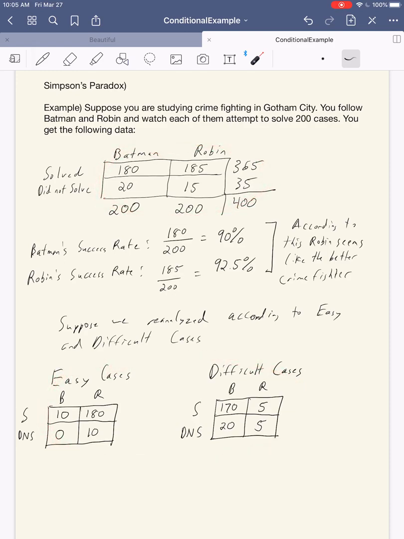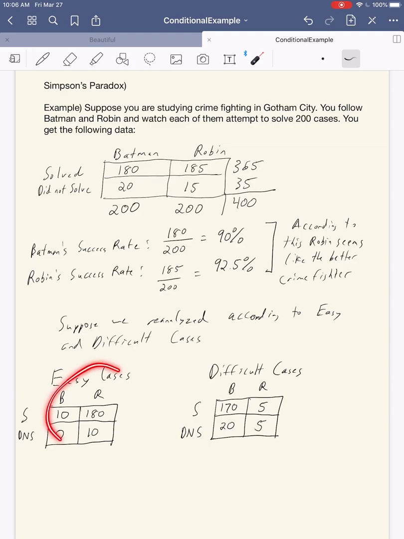So how do we know that this data matches this data? Well, let's check. Batman, in the easy cases, solved 10, and in the difficult cases, he solved 170. 10 plus 170 is truly that 180. Same thing for the cases he didn't solve: 0 and 20 add up to 20. So that 180 and 20 really could break down as 10 and 0 and 170 and 20. Let's check the same thing for Robin. Solved 180 here, solved 5 here, add those together, you get 185. Failed to solve 10, failed to solve 5, add those up, failed to solve 15.